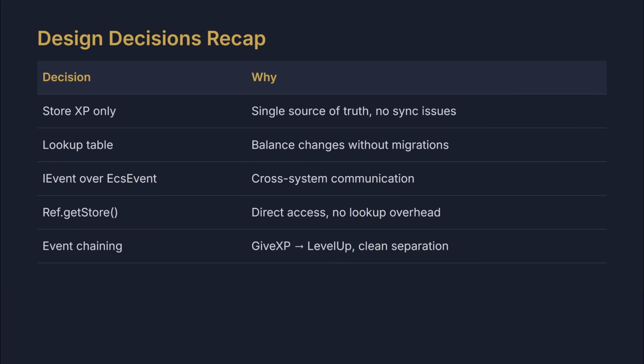So we only wanted to store XP because we want a single source of truth. We wanted a lookup table because we want to balance changes without migrations. We want IEvent over ECS event because we have cross-system communication, not directly related to entities. We have the get store to get direct access, and we have event chaining for clean separation.